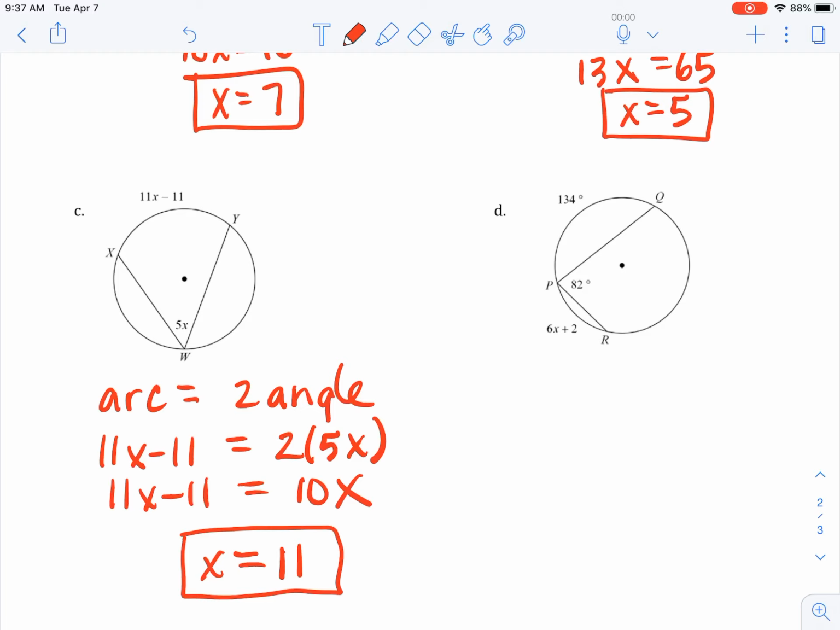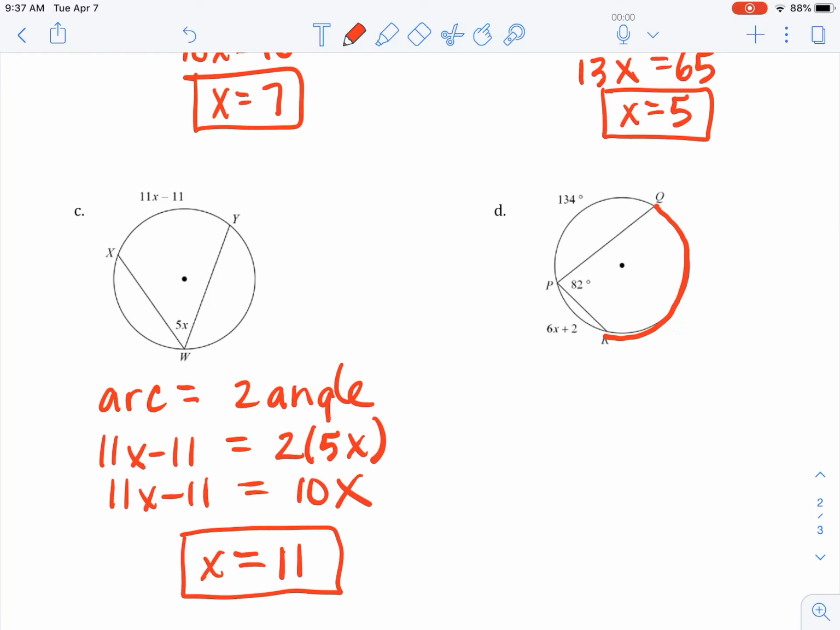All right, the final example is another one of those kind of puzzly problems. And that's because the arc that 82 is intercepting is right here. And I don't know anything about it, but I know everything about the rest of the circle. However, before we did 360 minus to get to this missing piece, but we really don't want to subtract an expression that has a variable. So that would work. It's just not the easiest way to do it.